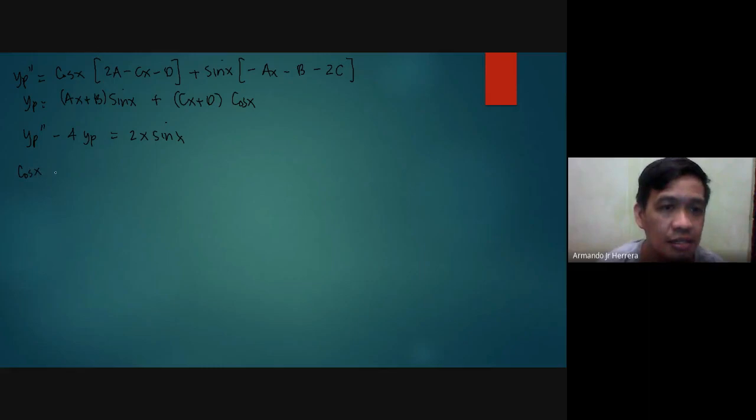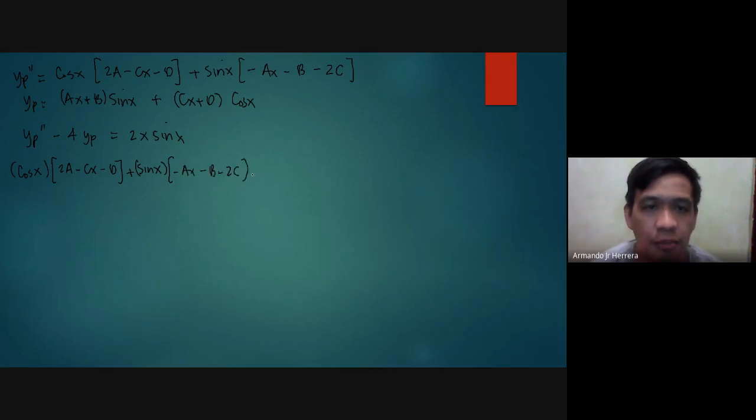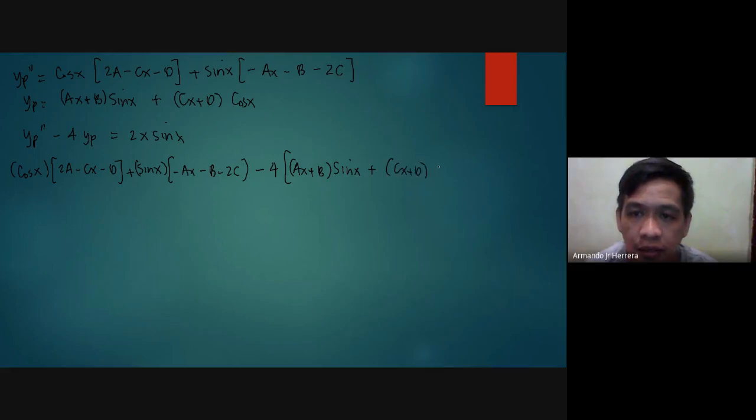You have cosine x times the quantity 2a minus cx minus d, plus sine of x times the quantity negative ax minus b minus 2c, minus 4 times the quantity yp. That's (ax plus b) sine x plus (cx plus d) cosine of x, equals 2x sine x.